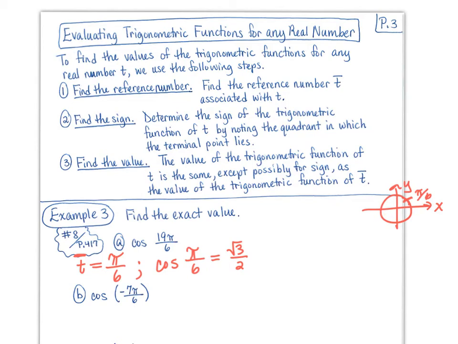So cosine of pi over 6 is equal to square root 3 over 2, but 19 pi over 6 belongs to quadrant 3. This is the notation for belongs to. Your book uses it all the time, so this isn't new notation. So, cosine of 19 pi over 6 is what?